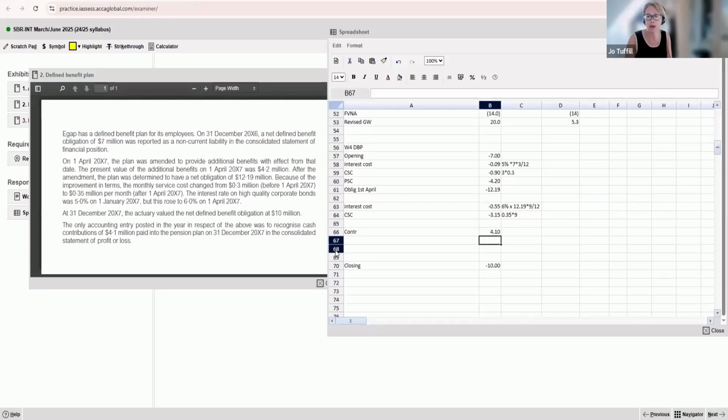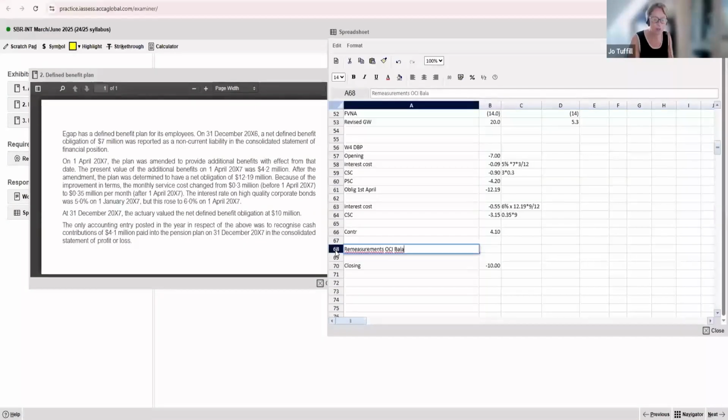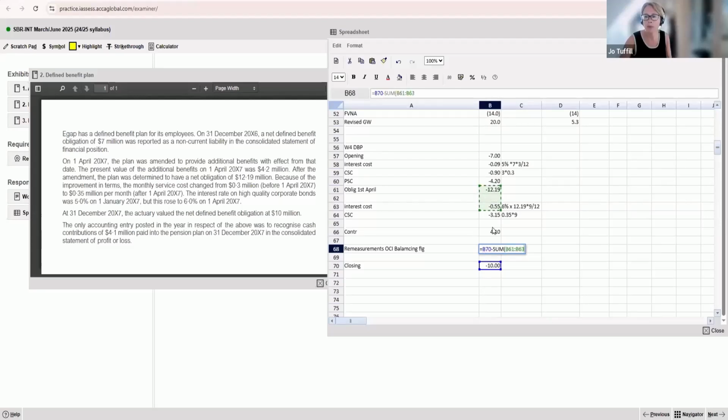And then everybody should now know that we have to put through remeasurements to reconcile, which goes to OCI and is the balancing figure. And so what we do is we go equals that minus the sum, and don't do it all the way from that point all the way down because we've fixed our point. Now, if we didn't have the first bit, then it would be obviously from the top. And so that now is a gain, just so you're clear.